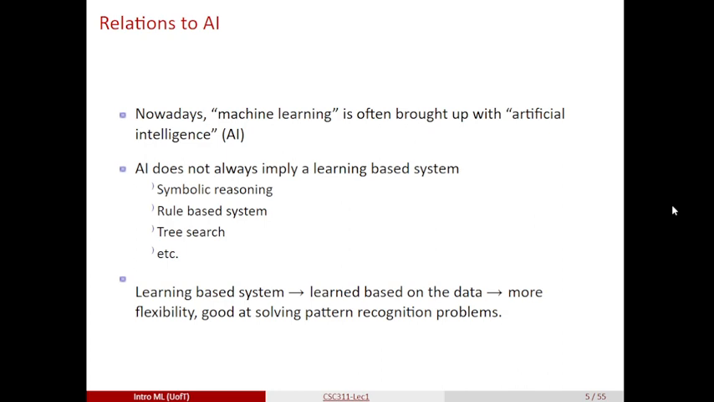Relations to AI. Nowadays, machine learning is often brought up with artificial intelligence, AI. AI does not always imply a learning-based system. For example, symbolic reasoning, rule-based systems, and tree search, etc. are all things that are not part of the learning-based system. The learning-based system is learned from the data, with more flexibility, and is good at solving pattern recognition problems. This is why some AI can distinguish the face of a dog from the face of a human.